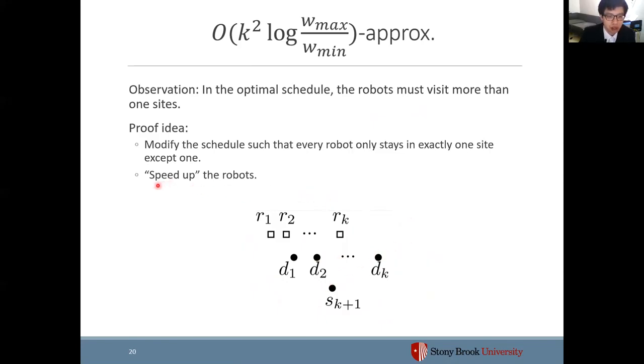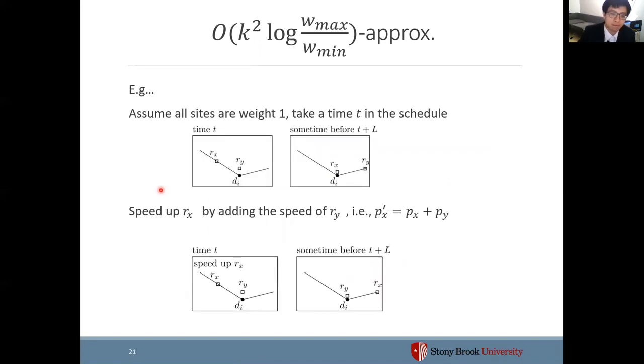And what we do, we use the idea to speed up the robots. So here's an example. Say all the robots start with speed 1. Remember, this speed is not described in our problem formulation. We just assume every robot cannot speed up. But right now, we slightly misuse this and say your robot can speed up. This can help us to prove this idea. For simplicity, we just assume all sides are weight 1.